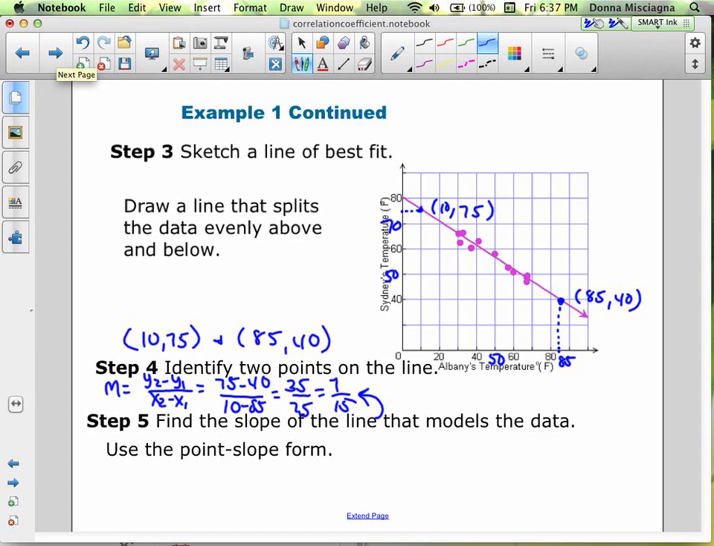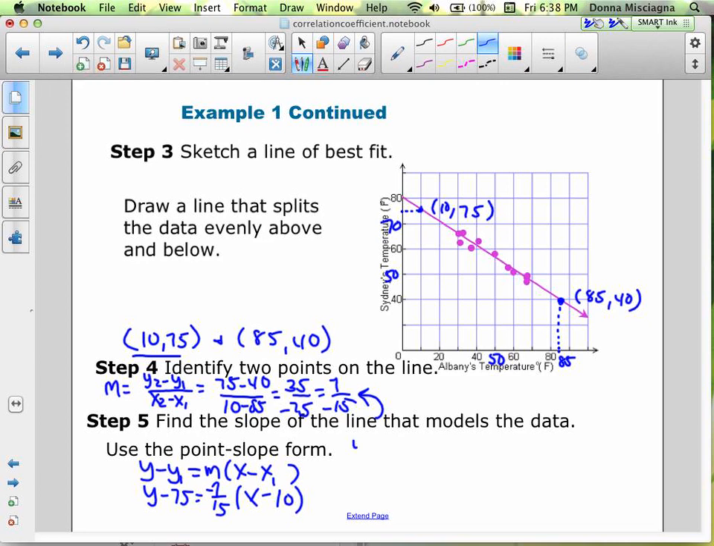Remember, point slope is y minus y1 equals m times x minus x1. Get to review linear functions. I'm going to use that point. So y minus 75 equals, and oops, I put 75, bad me. 10 minus 85 is negative, so negative 7/15 times x minus 10. We'll distribute that, and that would reduce.